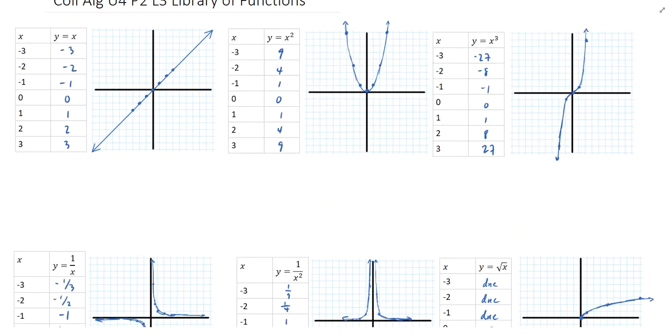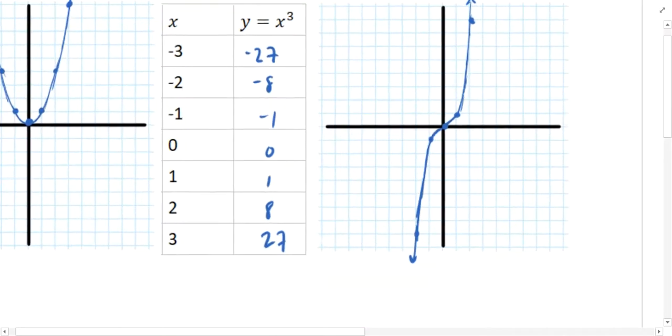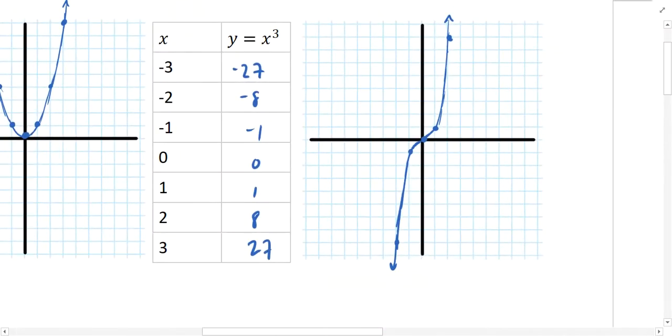Okay, and you should have some results here. In this particular example, there were no surprises. Just keep in mind that when a negative number is raised to the third power, it does remain negative.